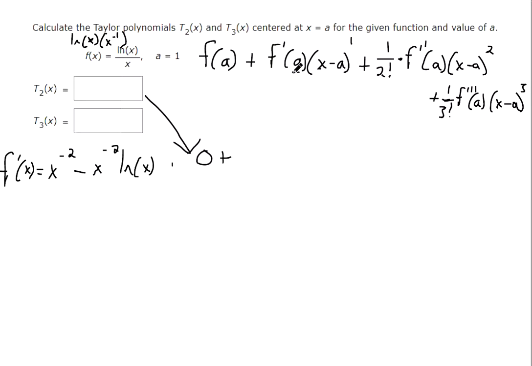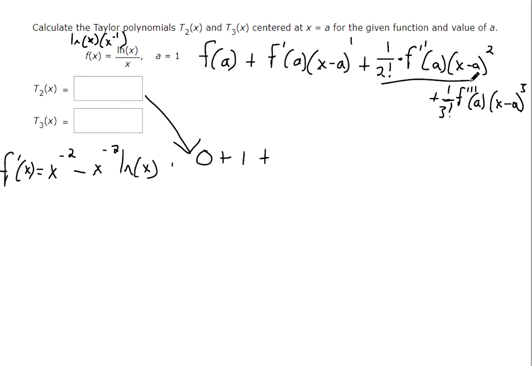We're supposed to plug in our center, plug in 1 into that function. So this is 1 minus 1 to the negative second, which is just 1, times natural log of 1, which is 0. So this is gone because of that 0 part. So we just get 1 for this piece.